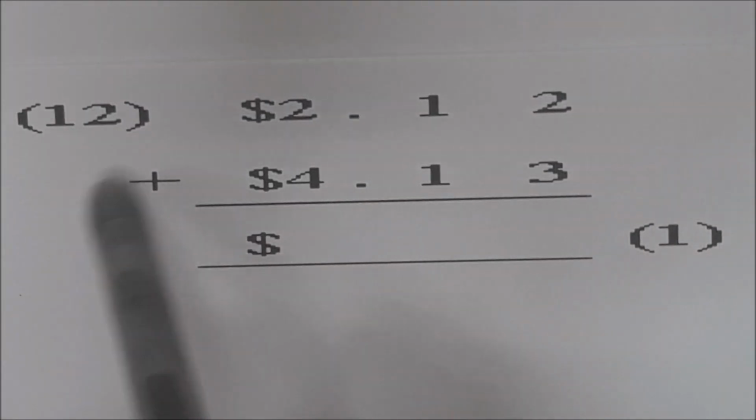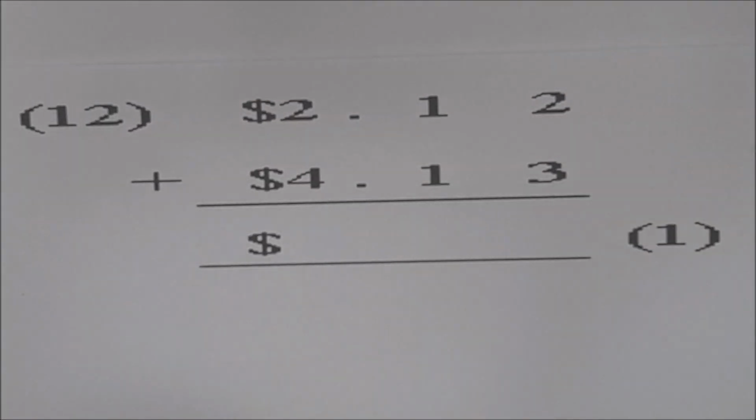$2.12 plus $4.13. Those of you at home, attempt to do it. You're dealing with decimals now, and you're talking about money. $2.12 plus $4.13. Again, there's no regrouping, so it should be a simple addition problem that you're working. Okay, remember we go from the right to the left if you're facing it.